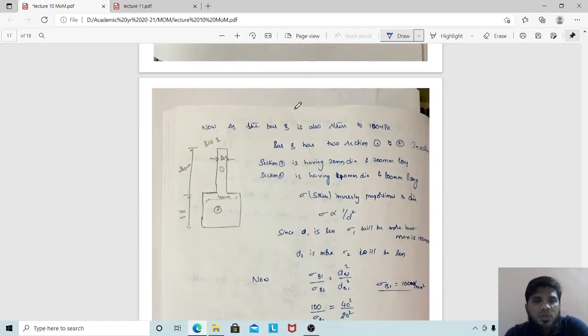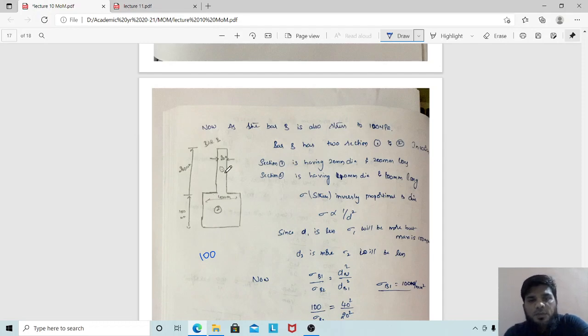Now we are trying to solve for section B. Similarly, for section B they are saying that it can only take the maximum blow of 100 Newton per mm square, or 100 megapascals. They are clearly saying 100 megapascals. So which part will take it, the second part or the first part?